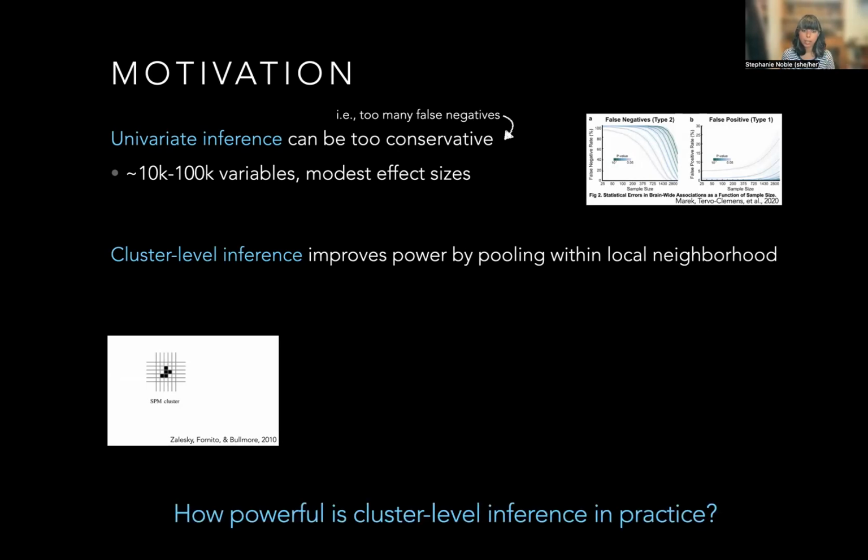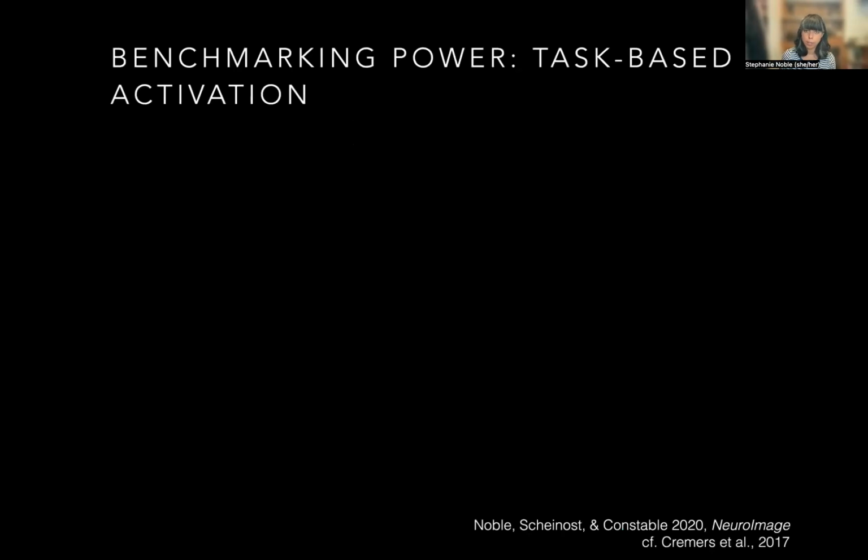However, in practice, we historically have not been able to quantify exactly how powerful cluster-based inference is. Just like Eklund and colleagues first showed when they were talking about false positive rates, it's been quite difficult to do this. The computational resources were not as fast and efficient as they are today, especially for dealing with large imaging data. But now with some of these procedures we just talked about, we can start to quantify this in practice. So let's see what it looks like to benchmark power for task-based activation maps.